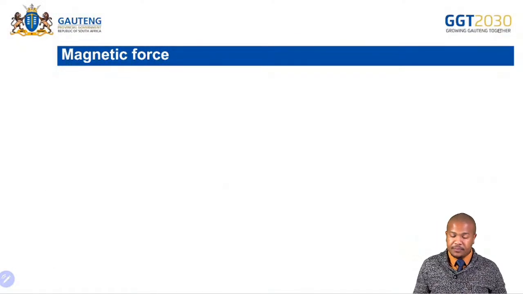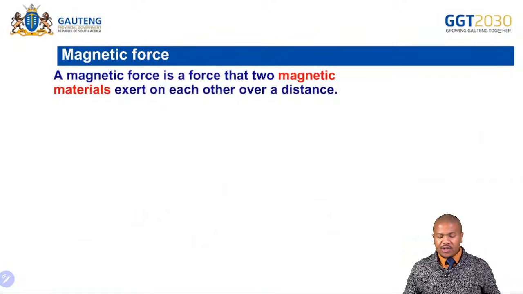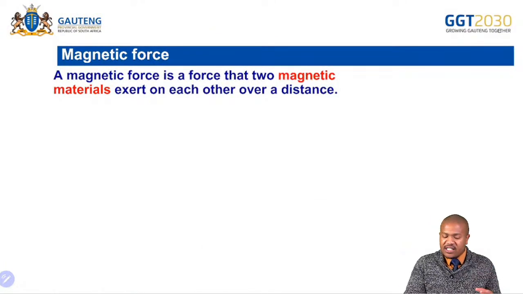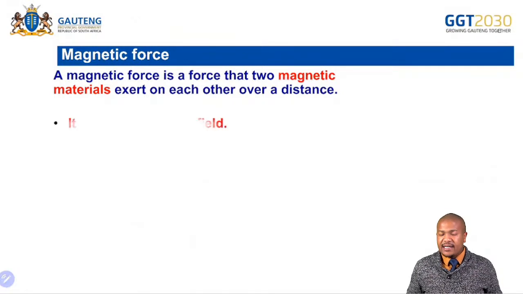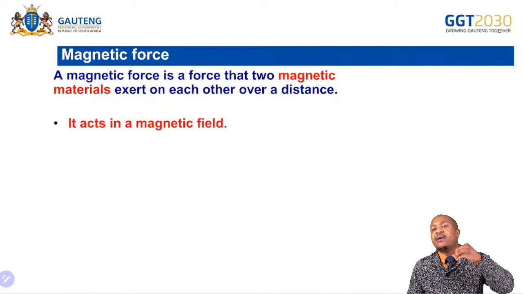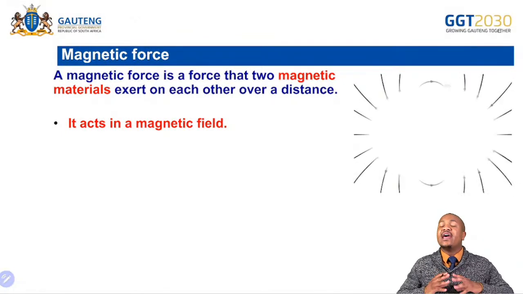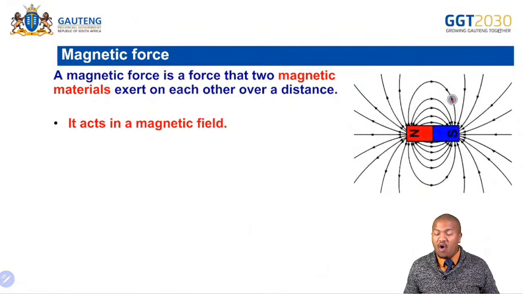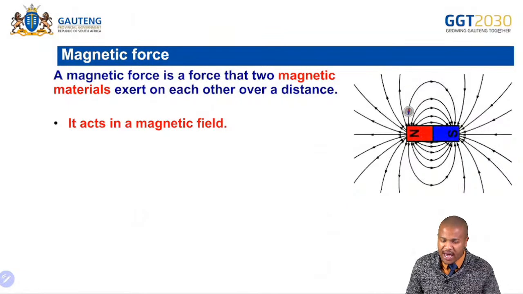Are we together? As we said, a magnetic force is a force that two magnetic materials exert on each other over a distance. It is governed by a magnetic field. It acts in a magnetic field, which is an area around the object or the magnet where the force starts to act.